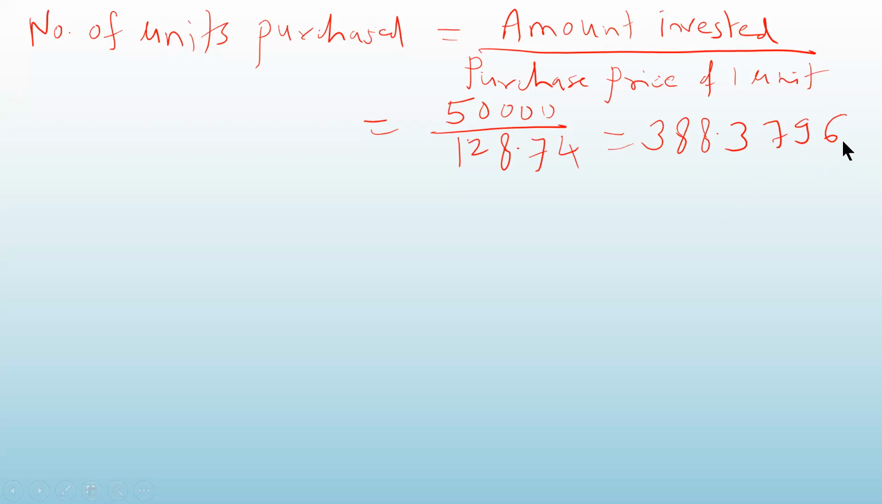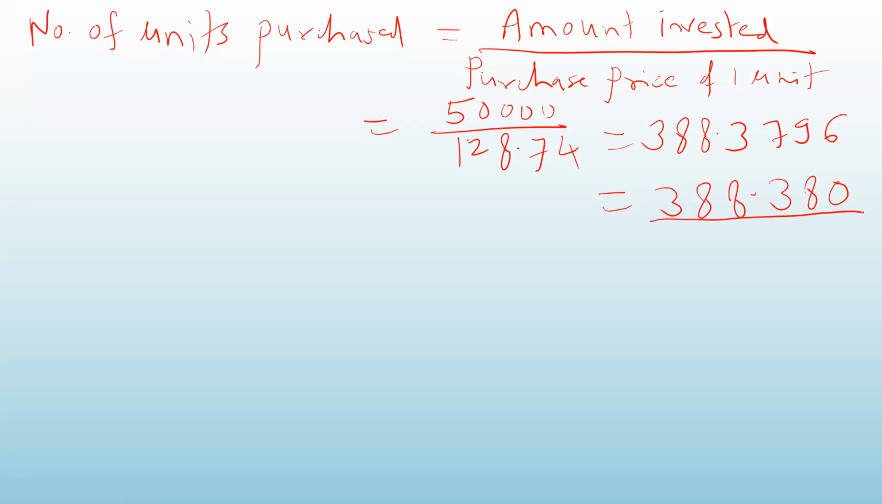Look at the 4th digit. If the 4th digit is 5 or more than 5, then you can increase the 3rd digit by 1. So it is 9. If you add 1 to it, it will become 80 instead of 79. So this will become 388.38. So the number of units purchased is 388.38.